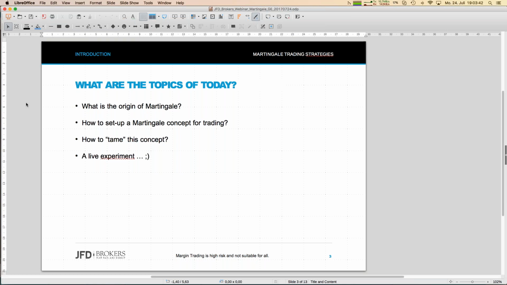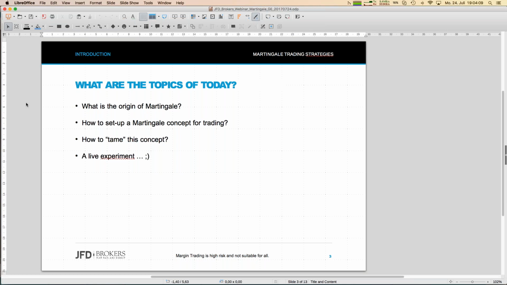And finally, because originally martingale strategies are strategies with unlimited risk, and that sentence you will hear once again quite often today, the question is valid to ask: can we tame that kind of concept? And indeed, there are possibilities to tame that kind of concept.